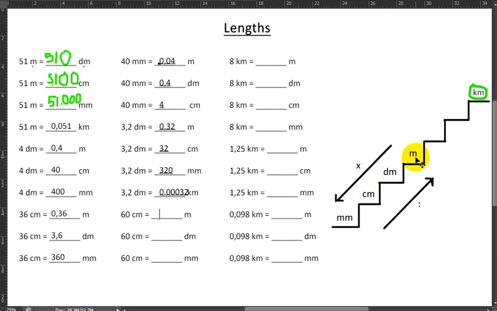Okay. Next up, 60 centimeters into meters. From centimeters to meters is 2 steps up, so we have to do 60 divided by 100, which makes 0.6. Centimeters to decimeters is a step up, so 60 divided by 10 makes 6. Centimeters to millimeters is a step down, so 60 times 10, because we're going down, makes 600.